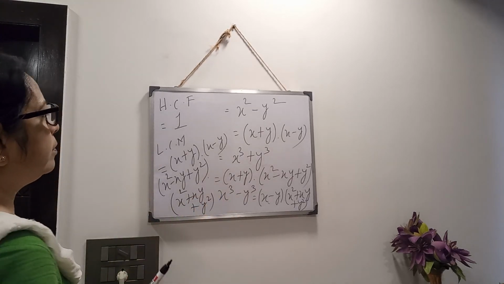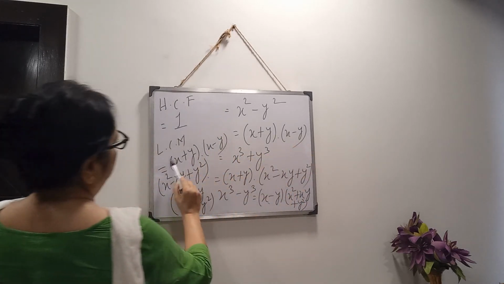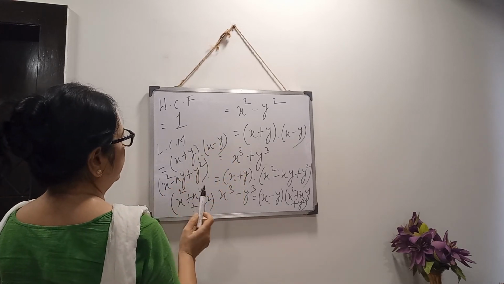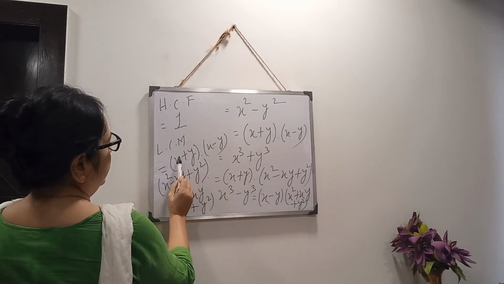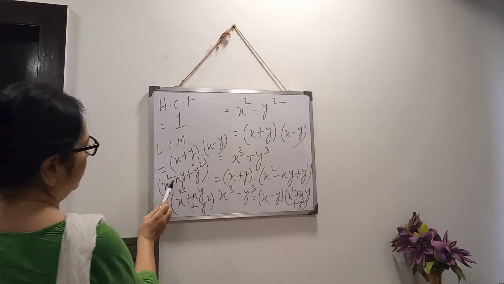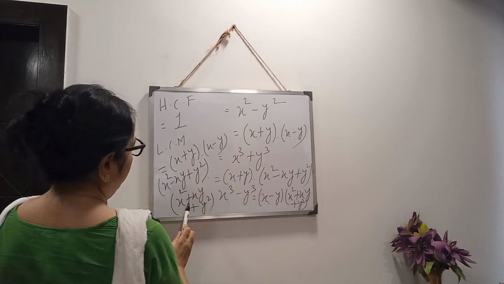So in finding LCM, what to do? First you write down all the factors from the first term or expression. Clear? Then check in the second one. Already this one I have written, so no need to write it again. But this is not written, so I write it. Here also this I have written. Now I write down this.